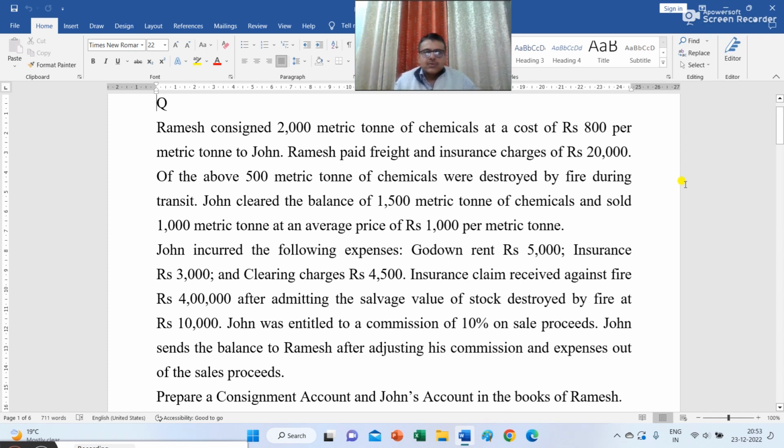4,500. Insurance claim received against fire rupees 4 lakh after admitting the salvage value of stock destroyed by fire at rupees 10,000. John was entitled to a commission of 10% on sale proceeds. John sends the balance to Ramesh after adjusting his commission and expenses out of the sale proceeds. Prepare a consignment account and John's account in the books of Ramesh.